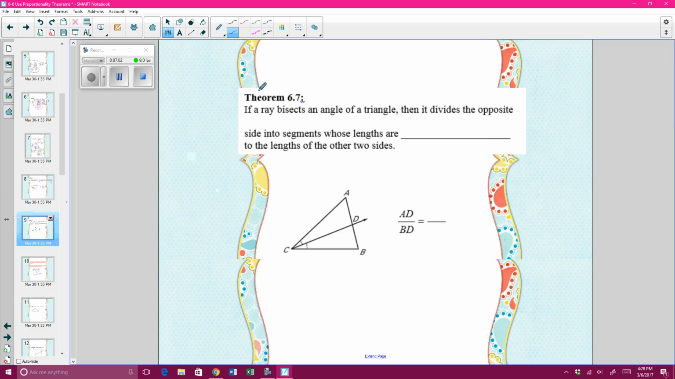This next one is talking about an angle bisector. So if a ray is bisecting an angle of a triangle, so if these two angles are congruent to each other, then these sides become proportional. AD over BD becomes proportional to AC over BC.